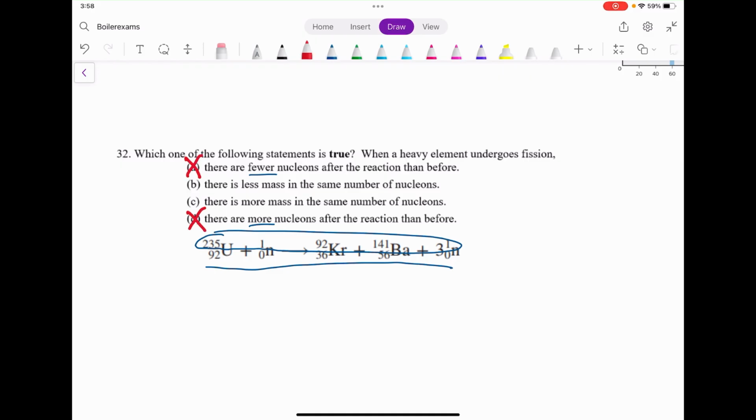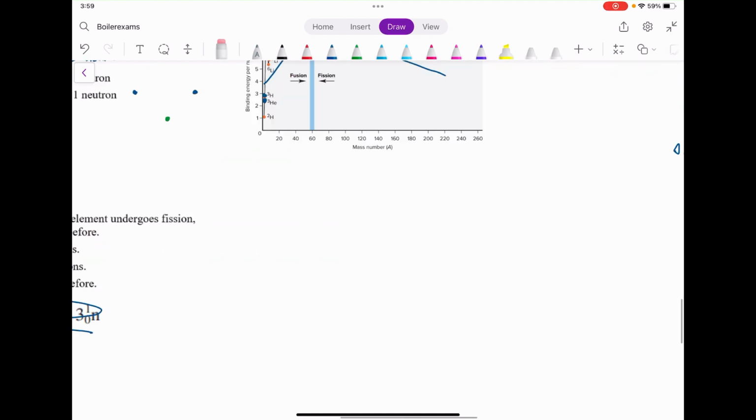That is never going to happen even in nuclear reactions. We're not creating or destroying new nucleons. Our reactions still have to be balanced. So A and D are wrong for sure. And then now we just have to figure out, is there less or is there more mass in the same number of nucleons? Let's take a look at this graph up here.